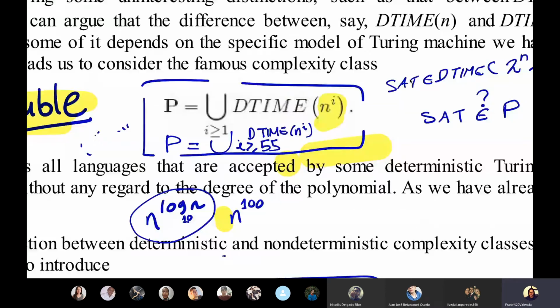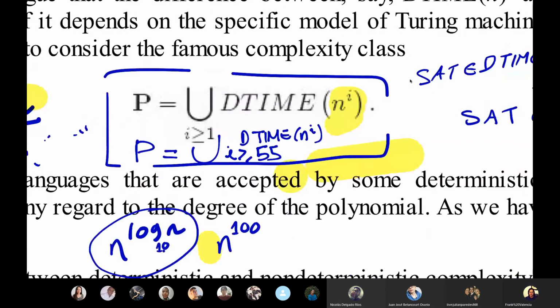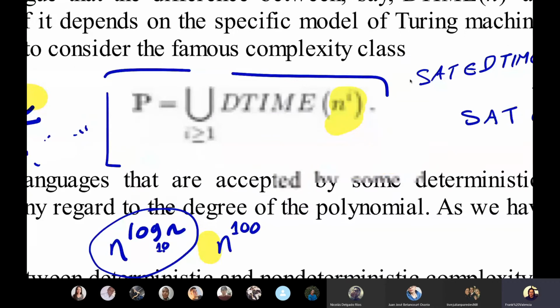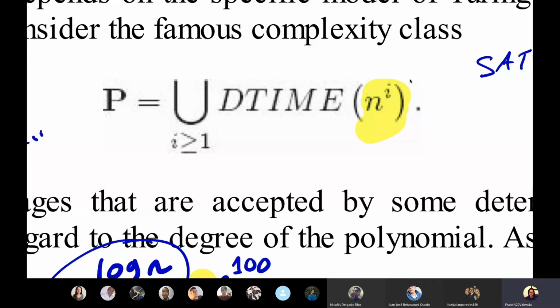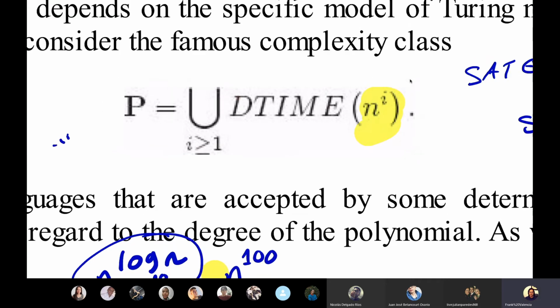So from now on, we're going to define this important class as this big union. The P class is the union of all languages that are in the set DTIME n to the I, for every I bigger than or equal to 1. So you understand this definition, right? Okay, good.